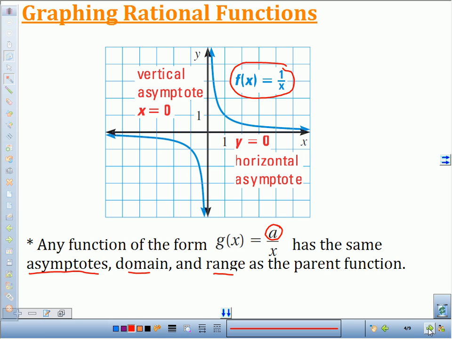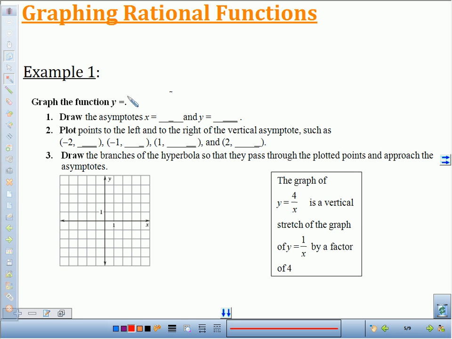Let's actually graph one of these. Now we're going to graph the function y equals 4 over x. So this is in that form of a over x. A is 4. So that means that our asymptotes are going to be at x equals 0 and y equals 0. Same as the parent function. And I'm going to go ahead and draw those in. There's my vertical asymptote. There's my horizontal asymptote.